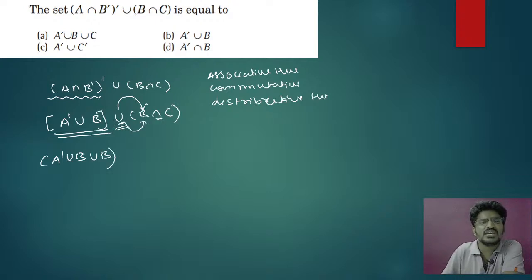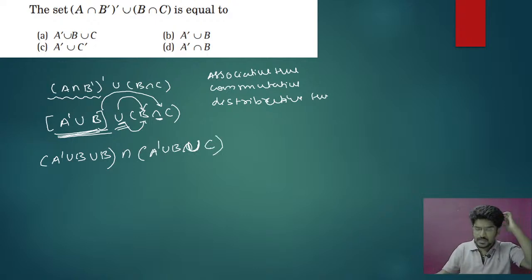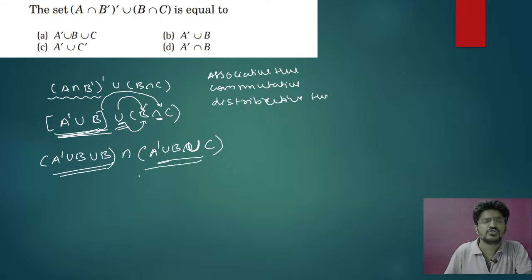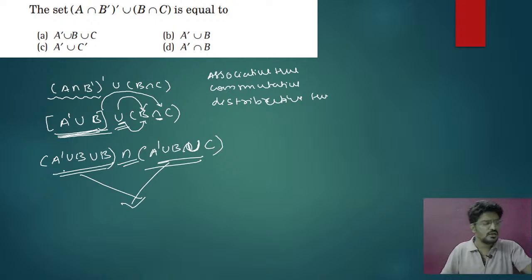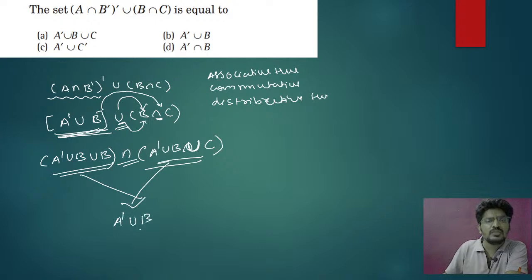Okay. Now see, you have intersection here. You write it: A complement union B, and I distribute over C. That will be what? A complement union B union C. Okay. So from this, now we have to write the common elements from those two sets. What is the common element? Intersection means common element. A complement union B.